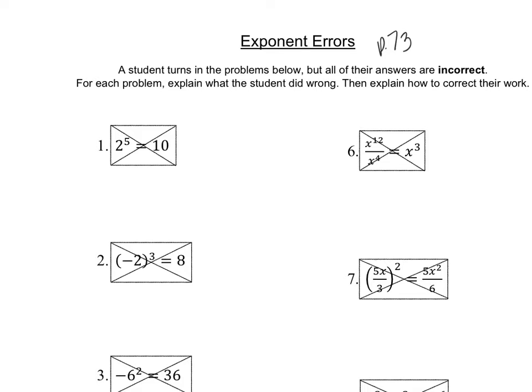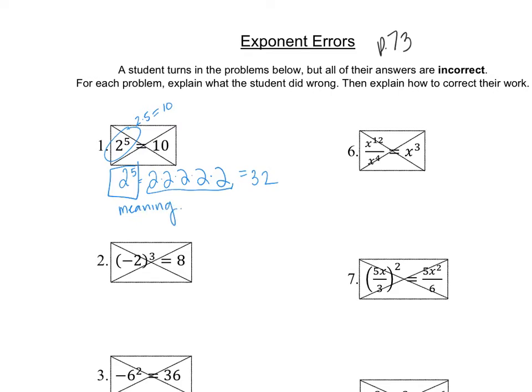So for the first one, we're looking at 2 to the 5th equaling 10. That's a really common mistake. But this is impossible because 2 to the 5th really means 2 times 2 times 2 times 2, 5 of them, which is actually 32. So the student just multiplied 2 times 5, which does equal 10, but that's not the meaning of the exponent. This is the actual meaning.